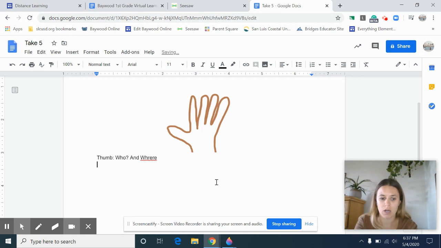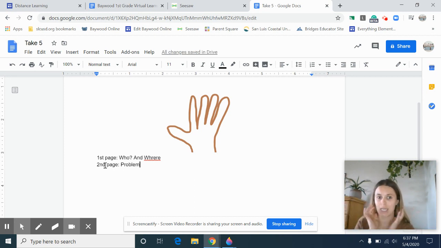Then on the second page, or on the finger, let's do that. First page, who and where. And the second page is going to be where you introduce the problem. So the problem, what's going to happen?